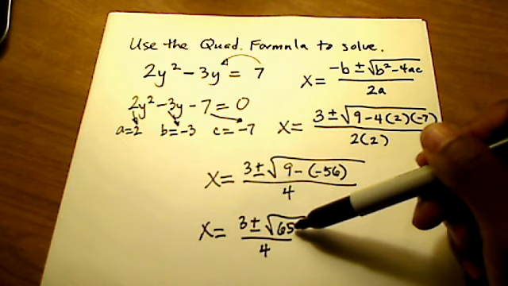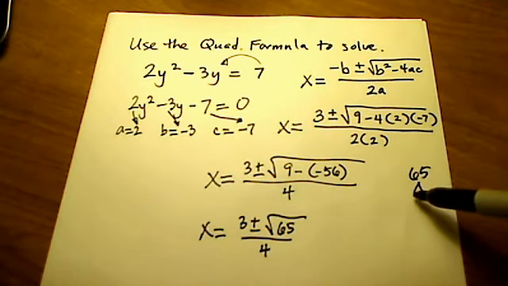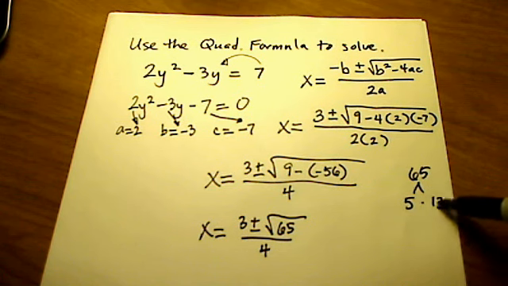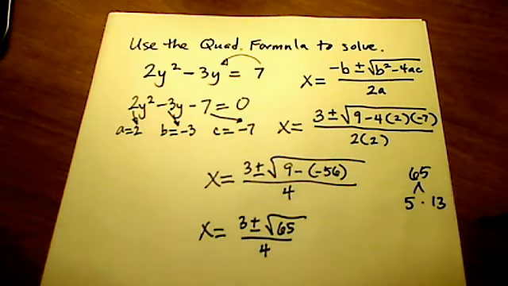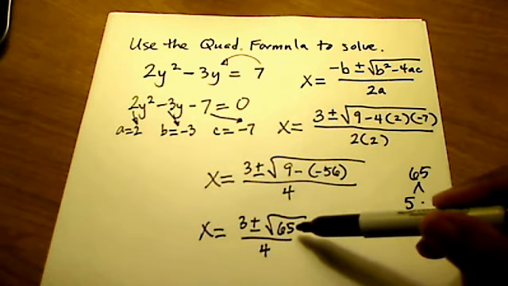Now I know that I cannot simplify 65 anymore, because if I try to factor it, you'll see that it's just 5 times 13. No identical pairs there that I could pull out of that square root. So I know that radical 65 or square root 65 is as simple as I can get it.